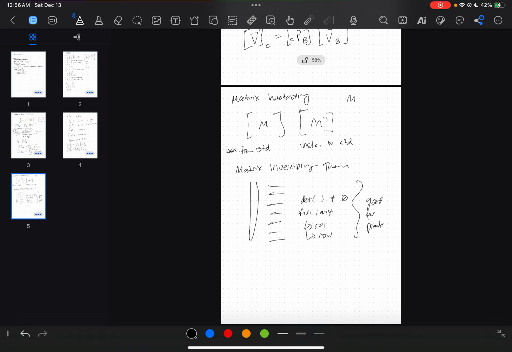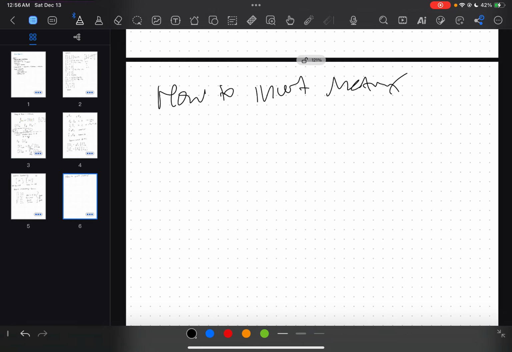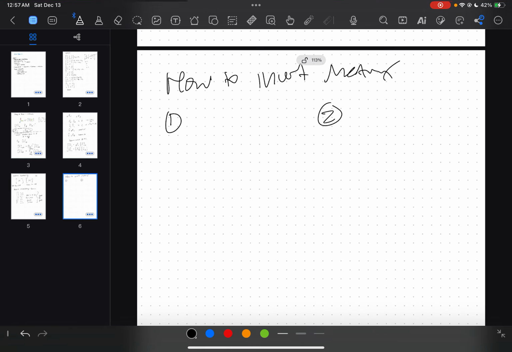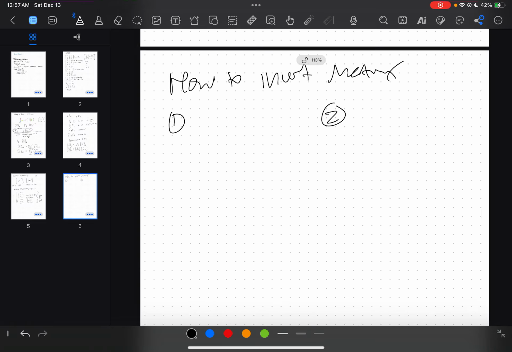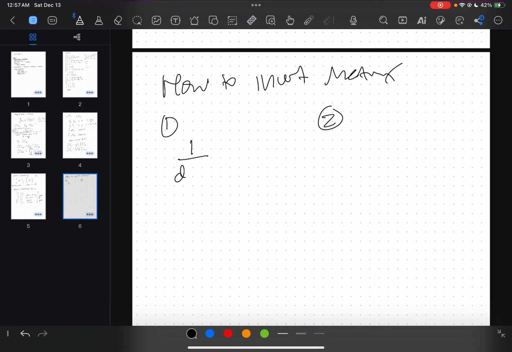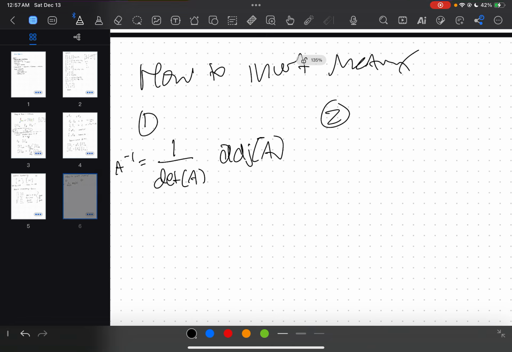But how do you do it is the question. How do you invert a matrix? There's two methods. One of them more for teaching. This is the one that they'll teach first. This one is to do 1 over determinant times adjugate. So like A minus 1 equals this.